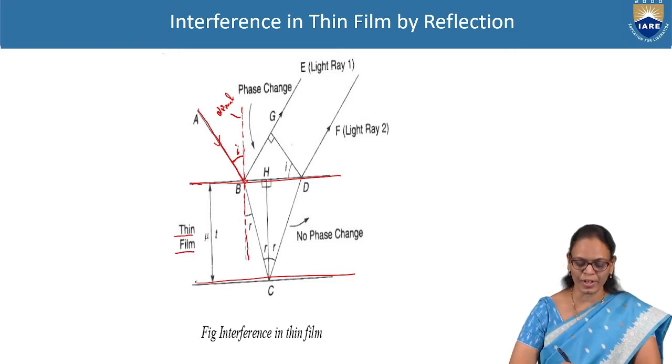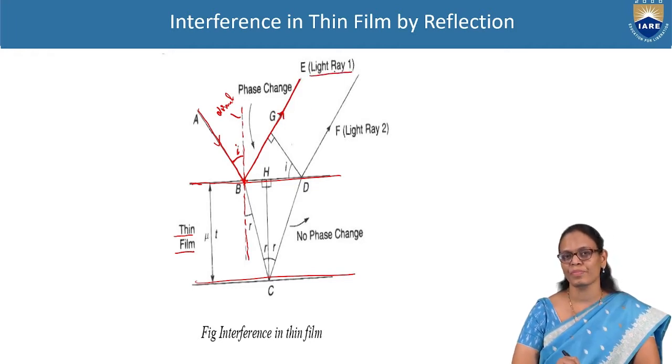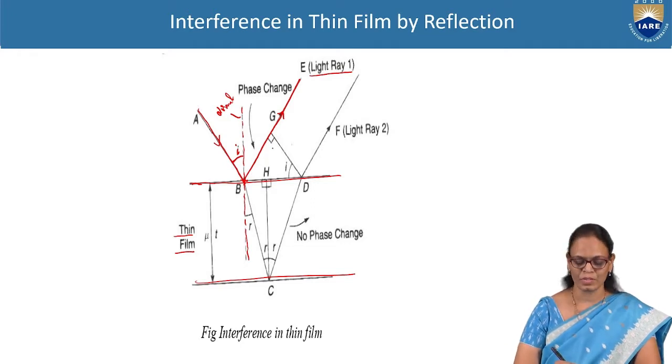Now at this point B, a part of the light is reflected. This is the reflected ray, so we call it light ray 1. The ray that is incident and just reflected at the top surface, we may call BG or light ray 1.